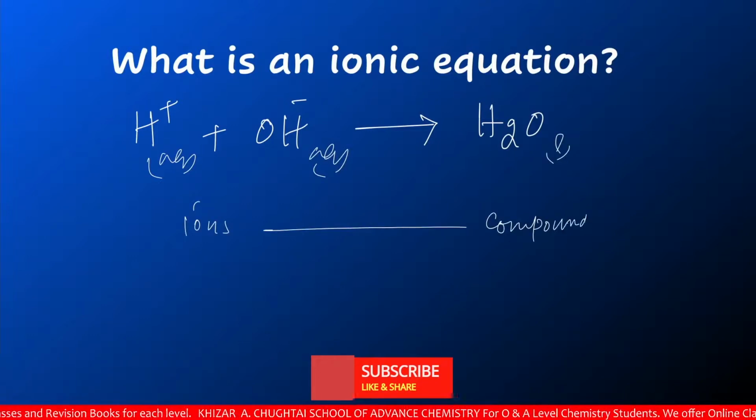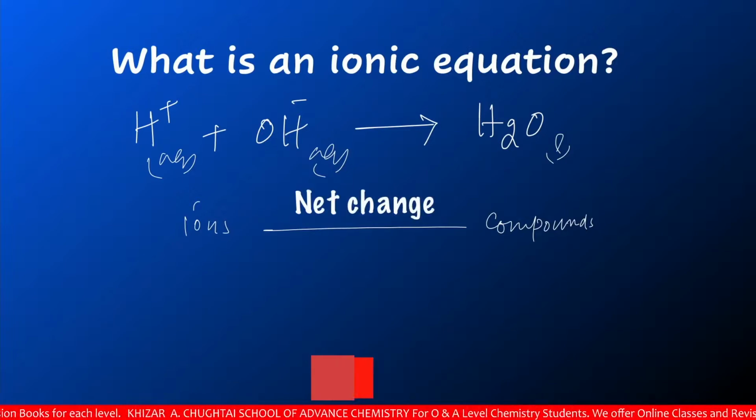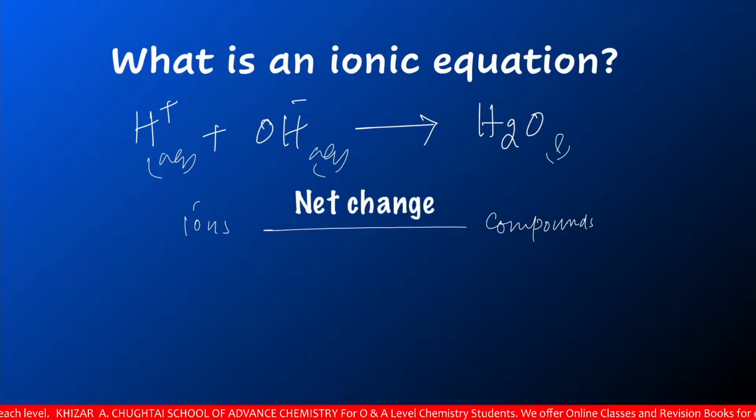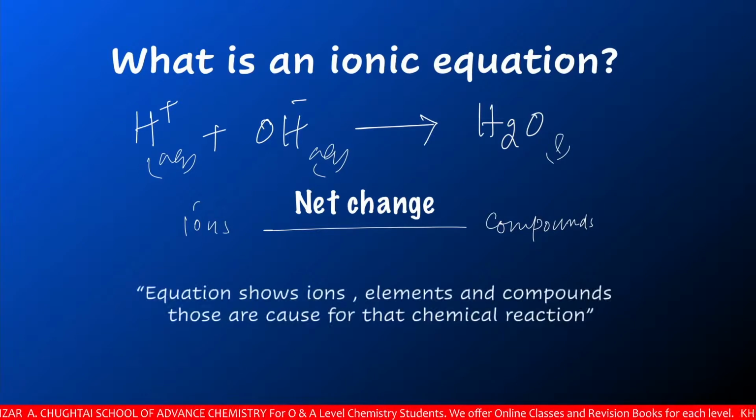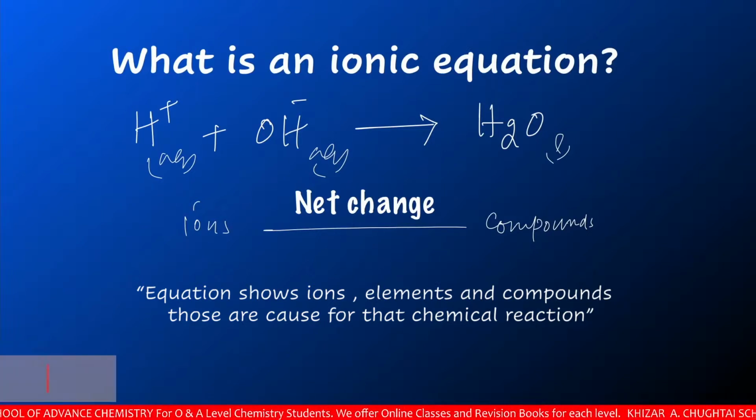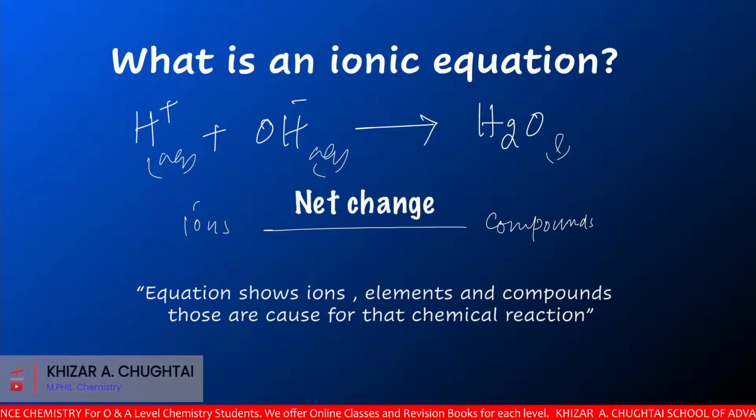Ions, those are made from a compound, and they are responsible for the net chemical change of the reaction. So ions and compounds are the cause of that reaction. They are the cause for the net change of that chemical reaction. An ionic equation does not have any spectator ions or any irrelevant ions. So an ionic equation is a representation of ions and compounds that bring the net chemical change in that chemical reaction.